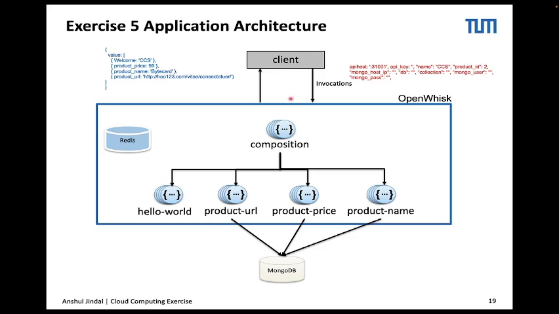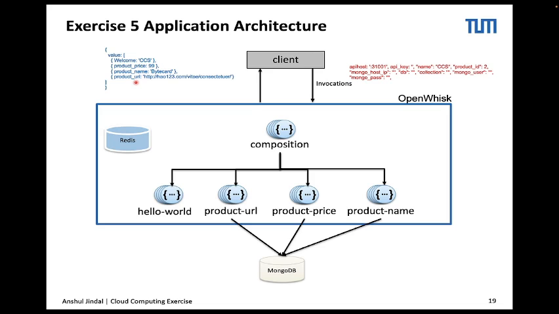As part of this invocation, you can see there are multiple parameters which are required, like the OpenWhisk API host, the key, the name, and the product ID as in the last exercise, plus the MongoDB host information, the database, collection, user, and password to query MongoDB itself. These are all the input parameters, and the output would be the same as the last exercise: the welcome, the product price, product name, and the product URL.